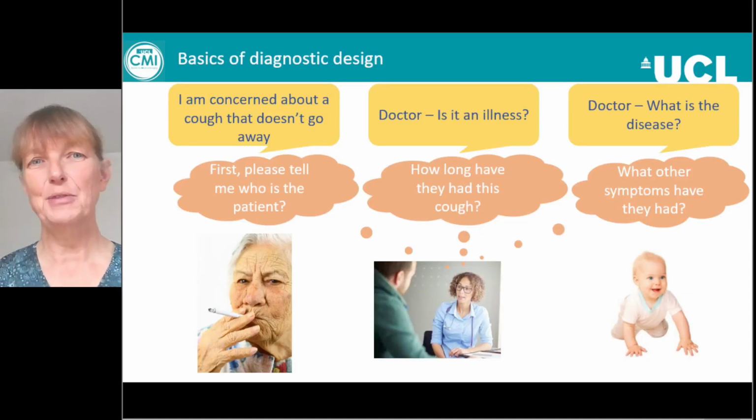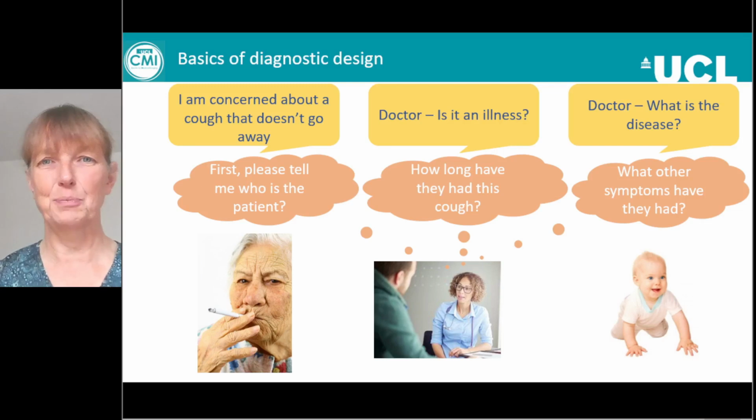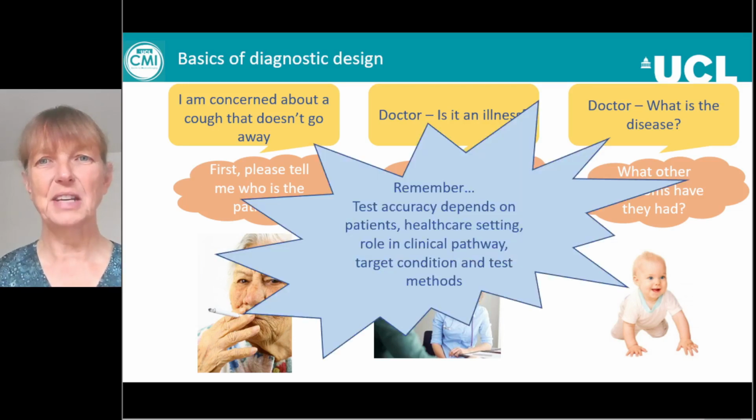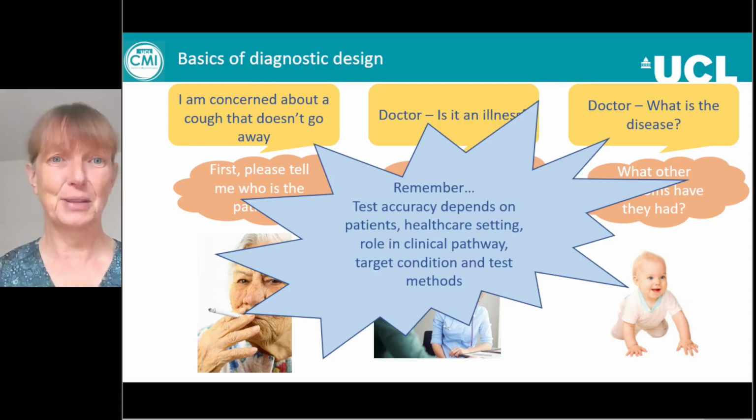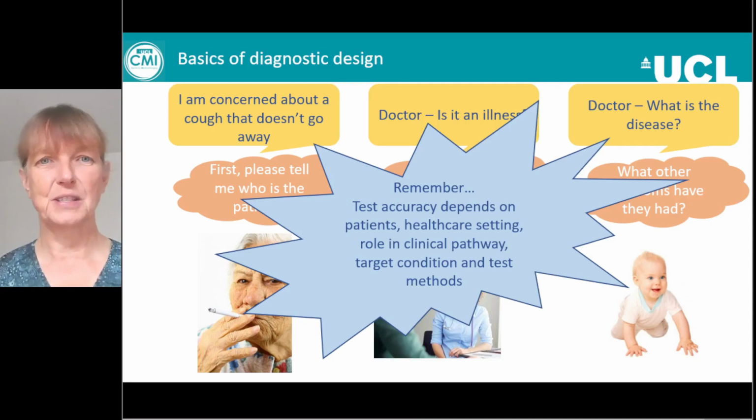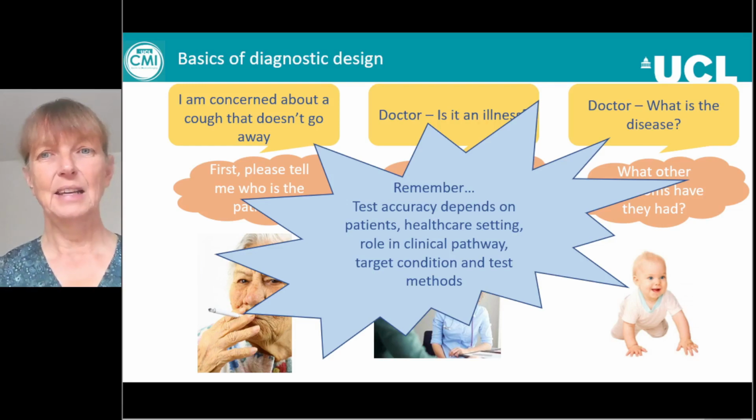Okay, so now we've addressed this first question that the doctor had. First, please tell me who is the patient. Okay, and what we'll find out in the other videos is these other questions about how long have they had this cough and what other symptoms are also really important parts of testing a diagnostic test. Okay, so test accuracy depends on the patients, it depends on the healthcare setting, it depends on the role in the clinical pathway. We saw that for the screening of asymptomatic versus the testing of symptomatic patients. It depends on the target condition, this cough is for lung cancer, and it depends on the test methods, how you're going to actually record that persistent cough.